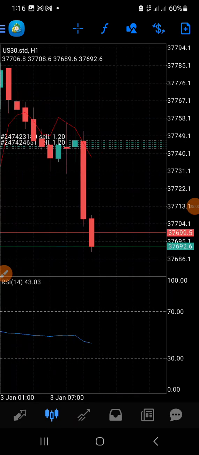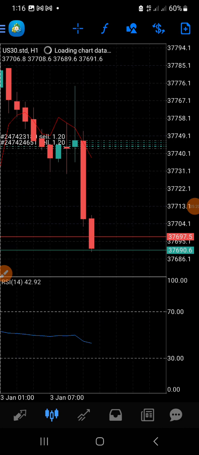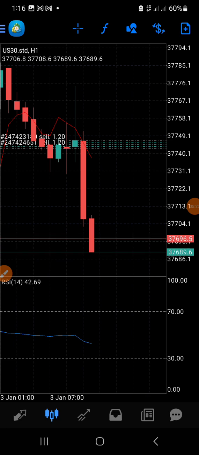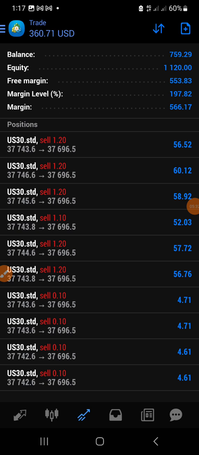As you can see, this is the 4 hour time frame. It is like I told you in the previous video, that one candle of 4 hour is 4 candles of 1 hour. As you can see, where it started, where it's going, and where we are, we're just in profit like the way you see it.